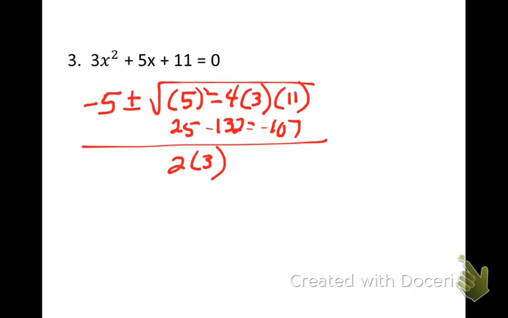What is the square root of negative 107? Well, you can't do that. There is no square root of a negative number like that. So this is an example of where there is no solution. If you get a negative underneath the square root, there will not be a solution.